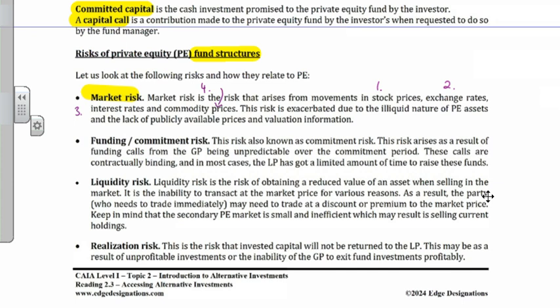Second big risk is what we call funding or commitment risk. Remember, when a limited partner commits capital over a certain period of time, they're never really sure when the general partner or the manager is going to call for that money. It's unpredictable over the commitment period. And remember, generally speaking, and I'm talking from experience here, the time period given to the limited partner to get that money together is quite short. It's normally about 7 to 14 days. That's called funding or commitment risk.